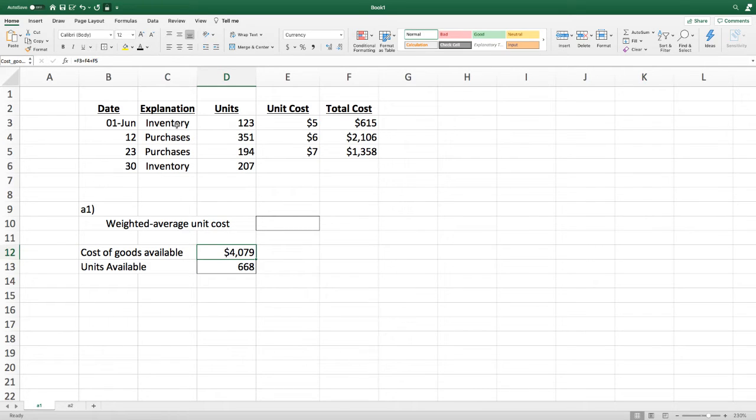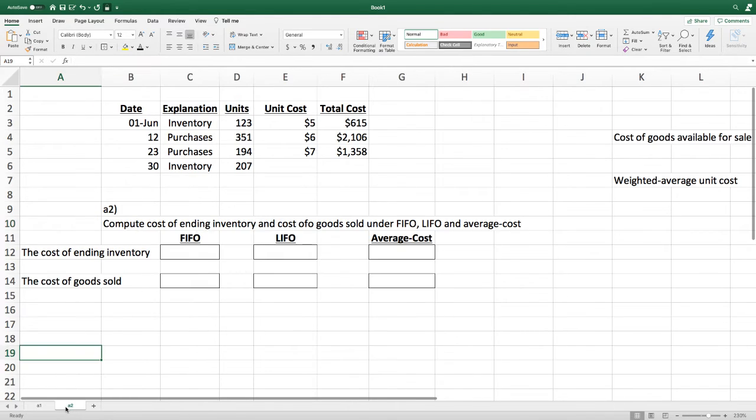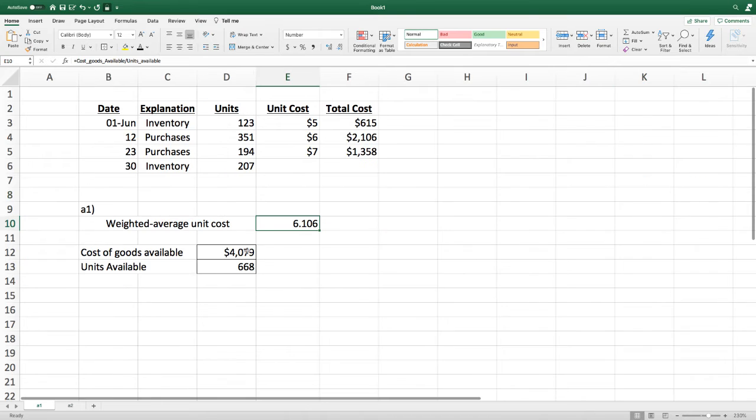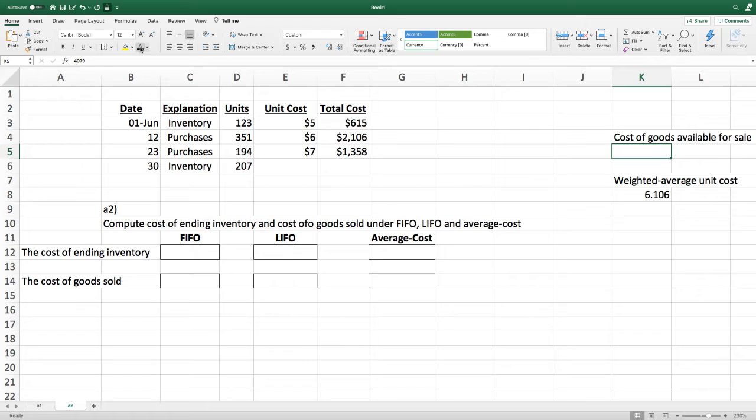And now that we have those two numbers, we're going to take our costs divided by our unit value, and that'll give us this number here. And this number is a cool number. We're going to want to keep it for later. So I'm going to bring you over to our next step, and that will be this number right here. We want to keep that. And also, actually, we want to keep the cost of goods available. We'll want that too. So we're going to bring that over here and leave that there.